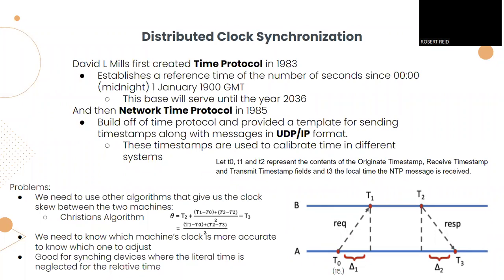The first distributed clock synchronization technique was created by David L. Mills, called Time Protocol, in 1983. This protocol establishes a reference time, which is the number of seconds since January 1st, 1900, and will serve as the base until 2036. Although it expires at one point, he also developed Network Time Protocol in 1985, which is built off of the UDP/IP format.